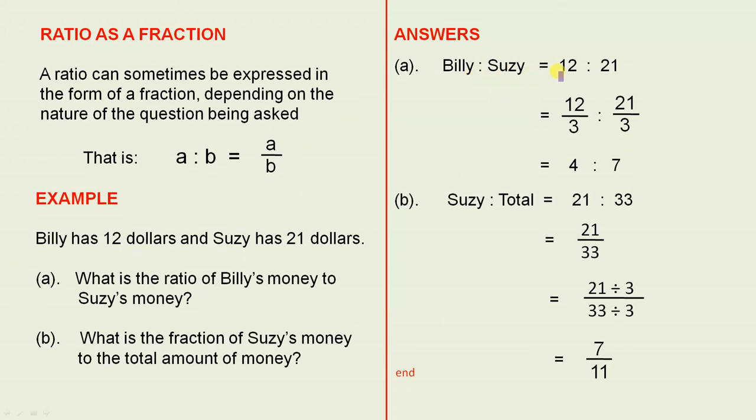So Billy is to Susie will be 12:21. We divide each of those by 3 to give us 4:7. So Susie's money to the total amount will be 21:33, because 21 plus 12 is 33. So 21 over 33, because we want the fraction, that'll be 21 divided by 3 over 33 divided by 3, which is 7 over 11.